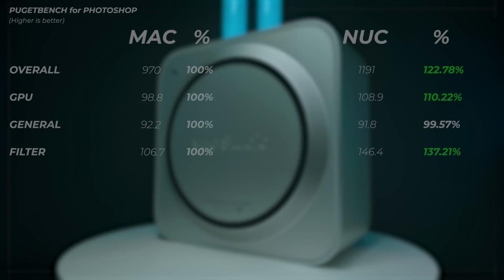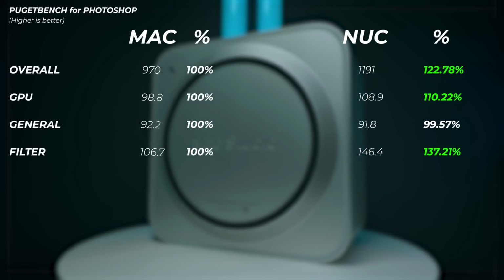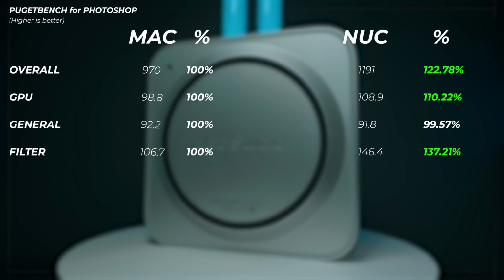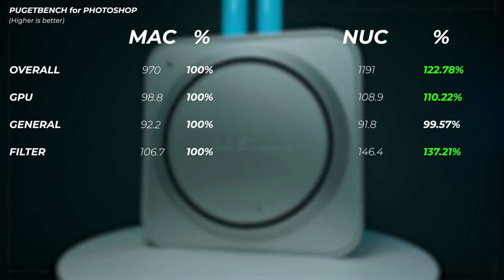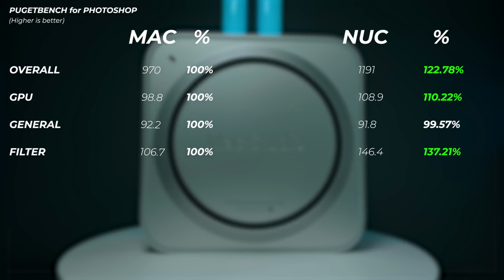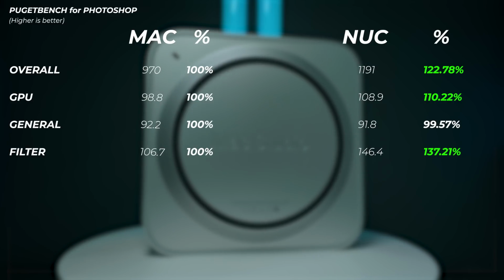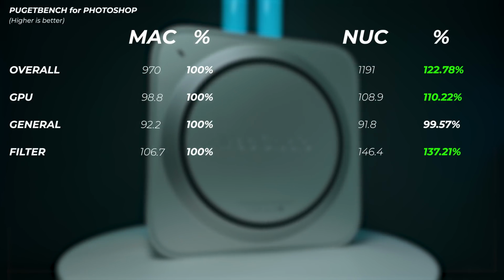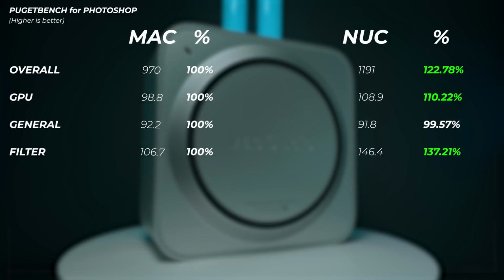Let's have a look at some of the applications like Photoshop and so on. As you can see, the NUC is about 22% faster according to these benchmarks that I have run than the Mac Studio. And to be honest, the Mac Studio or the M1 Ultra isn't fully optimized for this benchmark, so I can't really give a win to the PC.